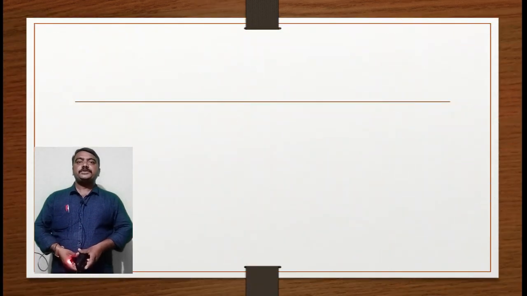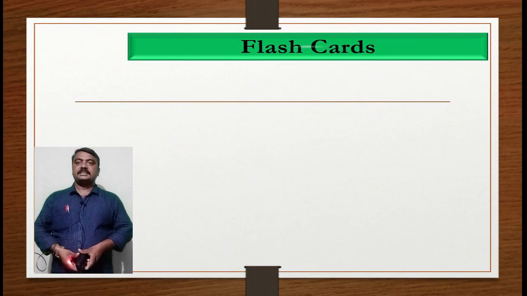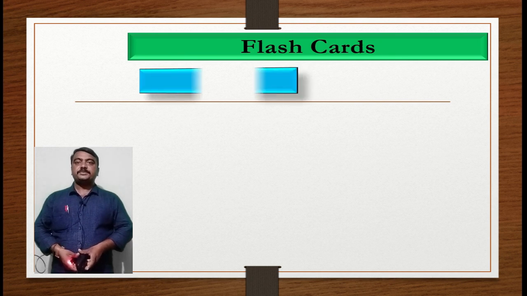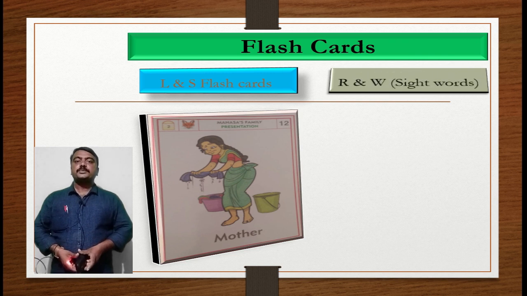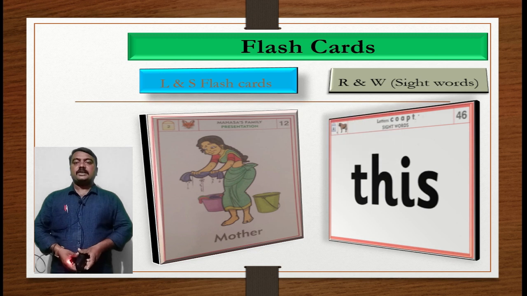One more TLM which we can see in the ENK kit is flashcards. There are two sets of flashcards. One is picture flashcards and the other is sight words flashcards. The teacher can make use of these when he transacts the associated concept of the presentation segment and also while introducing sight words to the children. Listening and speaking flashcards have two red line borders and reading and writing flashcards have only one thick red line border.